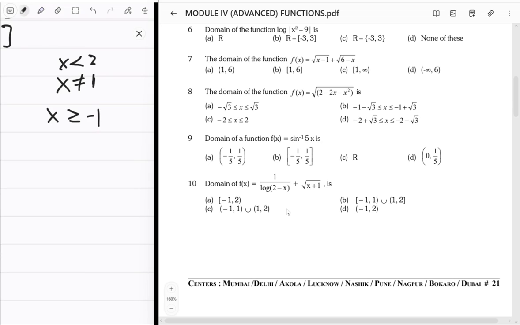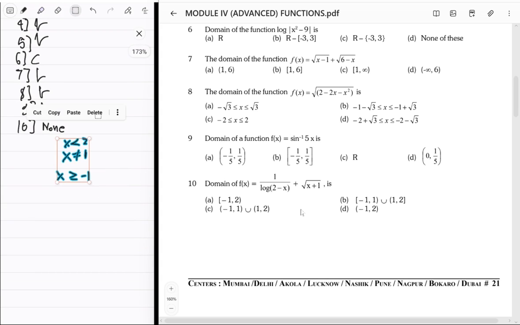So it's like negative 1 to 1, not inclusive of 1, and then 1 to 2, but not inclusive of 2 as well. Why is that not here? What happens when you put negative 1 over there? It's like 1 upon log 3, which is well defined, and then square root of 0. It's still well defined. And in negative 1 to 2, you are missing 1. What happens when x is equal to 1? That's problematic, because 1 upon 0 doesn't make any sense. Why are you including 2? Because when you include 2, you get 1 upon log of 0, and that's not defined. So none of these are in the options. So it's like none.